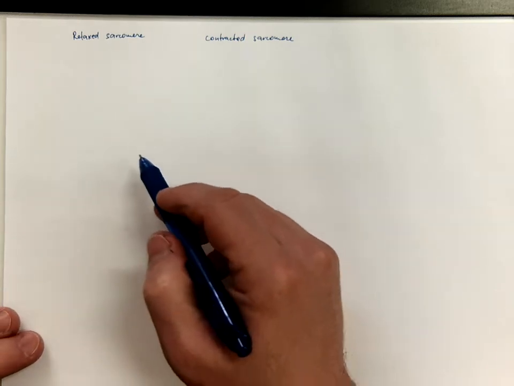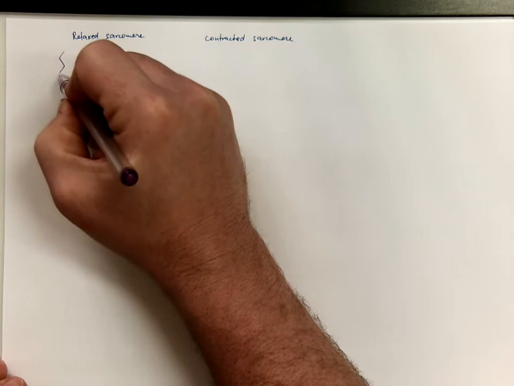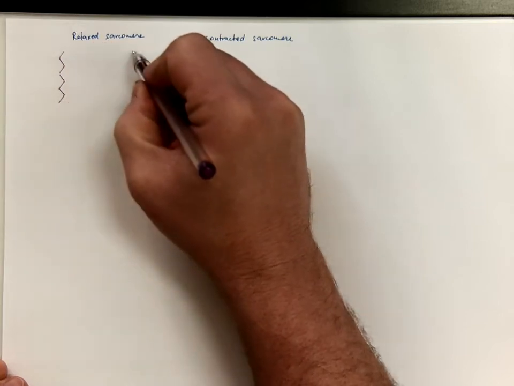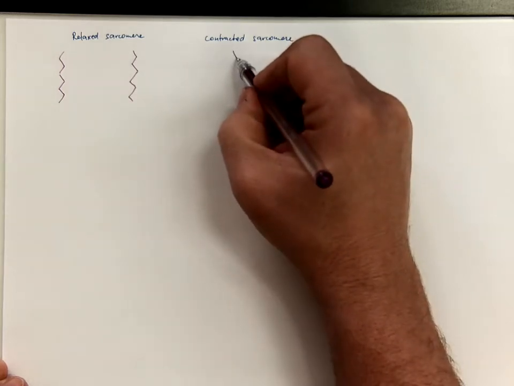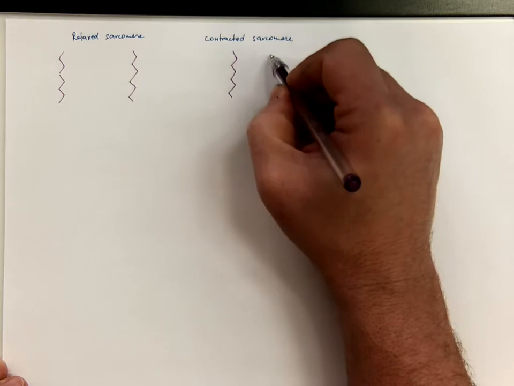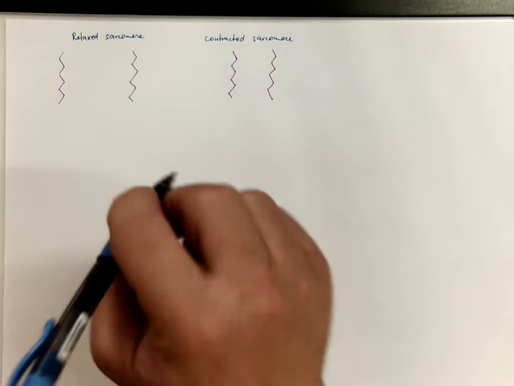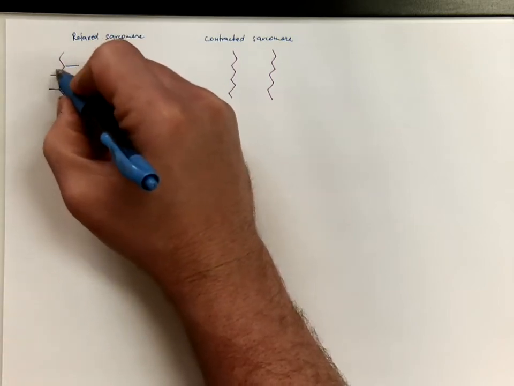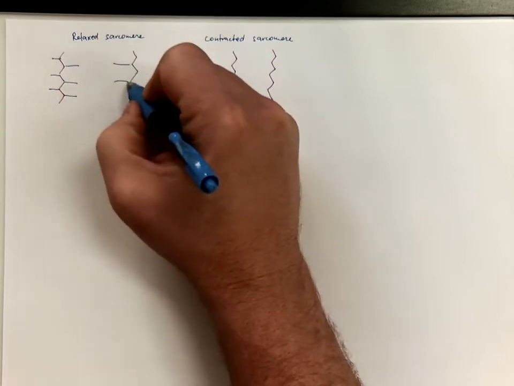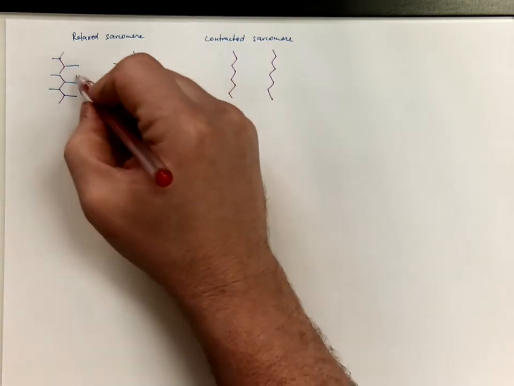Let us compare relaxed and contracted sarcomere. As we already know, the borders of sarcomere are two Z lines. So in contraction, these Z lines come more close together. We got the actin filaments attached to the Z line. We got the myosin thick filaments.